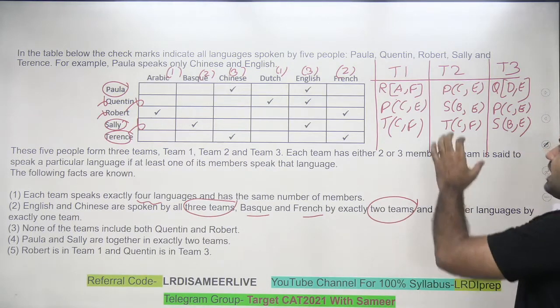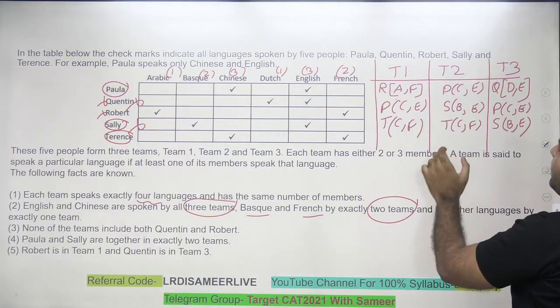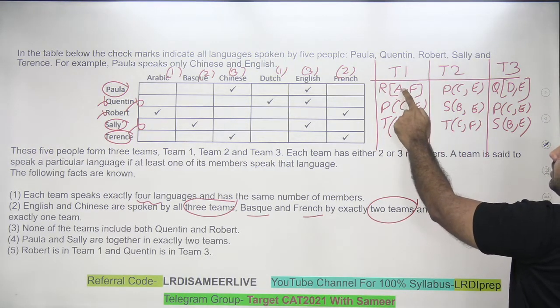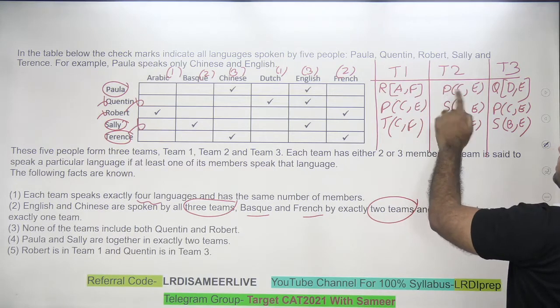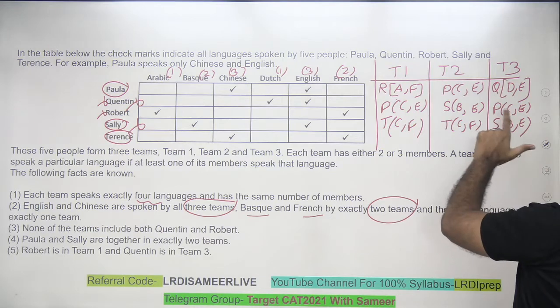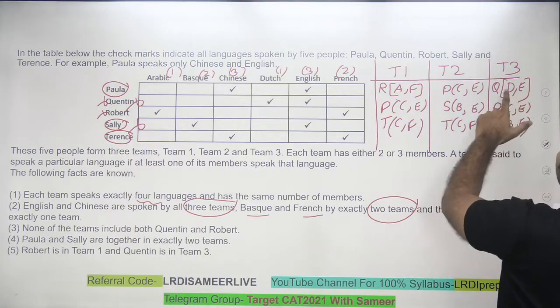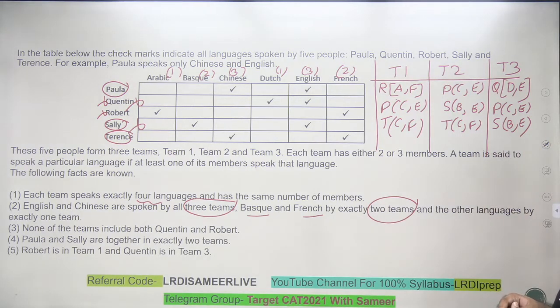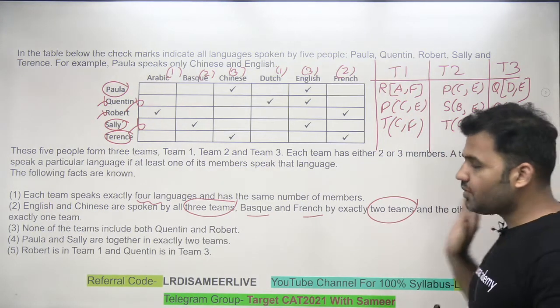Now you see that French is being spoken by two teams here, and Basque is also spoken by two teams. Every team is speaking four languages. This team is speaking Arabic, Chinese, English, French. This team is speaking Chinese, English, Basque and French. This team is speaking Dutch, English, Chinese and French. Now this team you see is speaking five languages, right? Each team speaks exactly four languages. So we have Dutch, Chinese, Basque and English. Yes, this is also speaking four languages, right? So this is the formation of teams, and now you can answer all the questions.